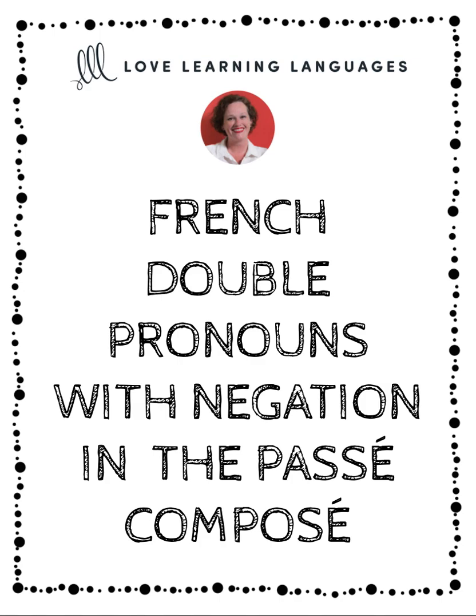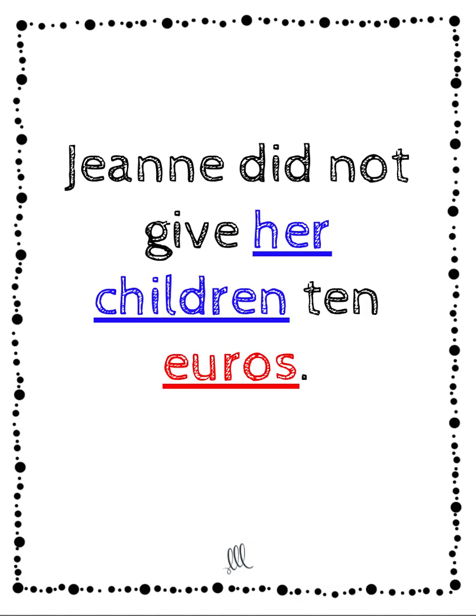This is a mini French lesson in which we're going to have a look at using double pronouns with negation in the Passé Composé. So first, let's have a look at this English sentence. Jean did not give her children 10 euros.